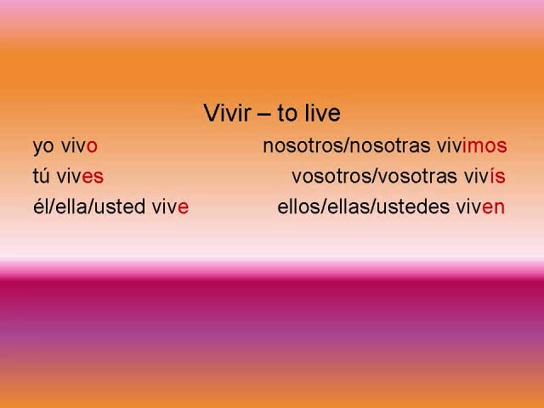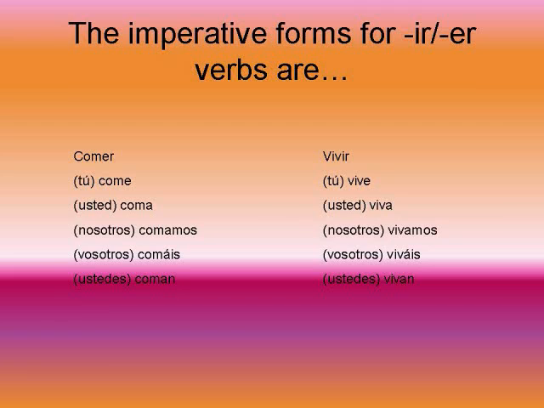Yo vivo, tú vives, él, ella, usted vive, nosotros, nosotras vivimos, vosotros, vosotras vivís, ellos, ellas, ustedes viven. The imperative forms for IR and ER verbs are, for example, come, coma, comamos, comáis, coman. Vive, viva, vivamos, viváis, vivan.